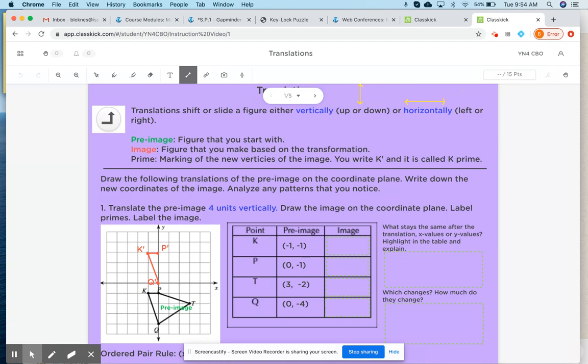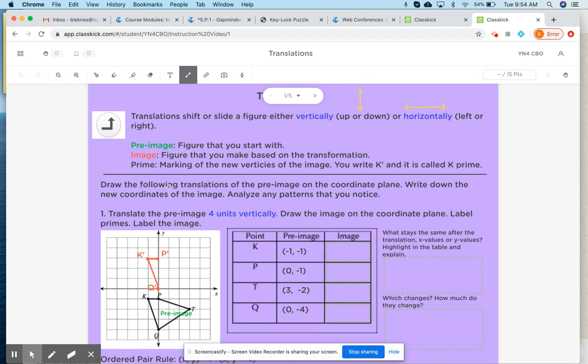Here we go. This says, draw the following translations of the pre-image on the coordinate plane. Write down the new coordinates of the image. Analyze any patterns that you notice. Great. Okay, so translate the pre-image 4 units vertically. Okay, so draw the image on the coordinate plane, label primes, label the image. So this 4 units vertically is probably going to mean that we're going to go up and down. And since 4 is a positive number, it means that we're going to go up.